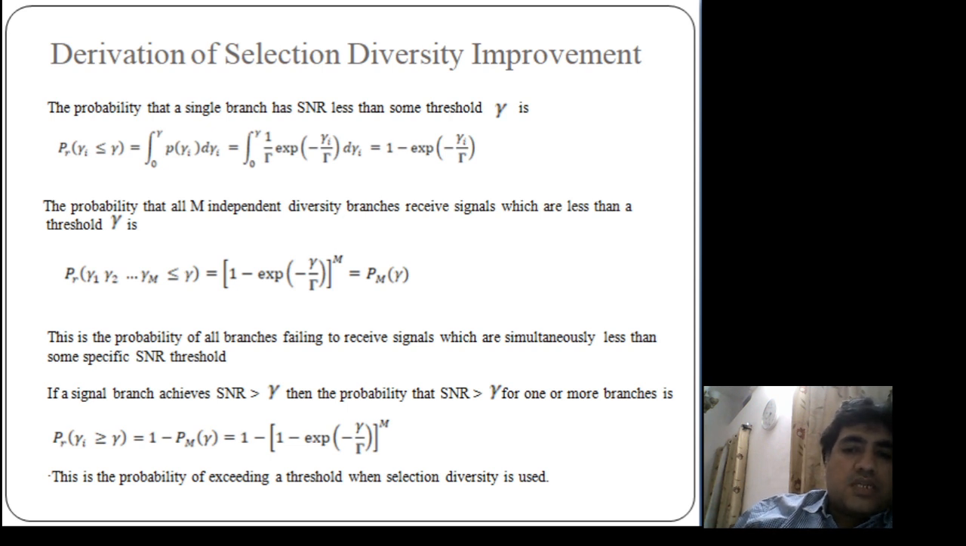But we need the signal to noise ratio to be greater than the threshold value. So the probability that signal to noise ratio is greater than threshold for one or more branches is given by PR threshold i greater than or equal to threshold. So that means 1 minus the probability that all the branches will be getting the signal to noise ratio less than threshold. So that is 1 minus exponent minus threshold by mean to the power m. So this is the probability of exceeding a threshold when the selection diversity is used.